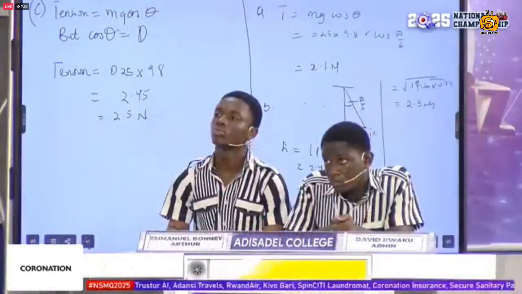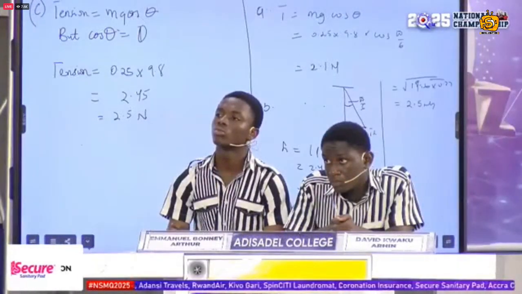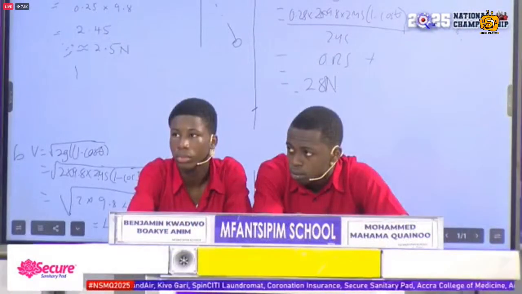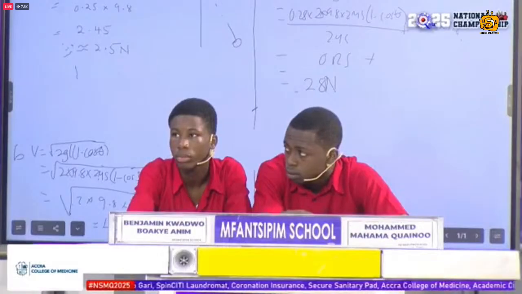But these contestants know all these things, so it's not a huge problem for them. Anyway, if you finally compute all of this, you will get an answer of 2.5 meters per second. All this is worth 3 points. The final answer is worth 1 point, and the process is worth 2 points.